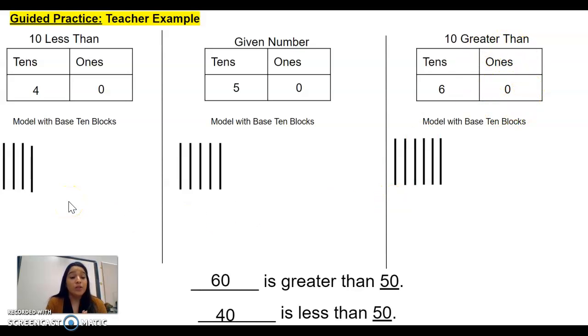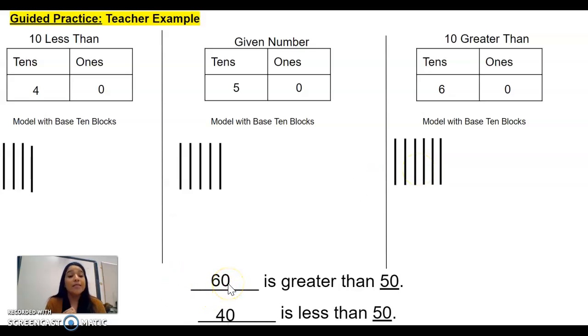Okay. And also it could help you to know the number if you count by tens. So we have 10, 20, 30, 40. So our number is 40. And then right here when we have 5 tens, our value is 10, 20, 30, 40, 50. So 5 tens equals 50. And right here in greater than, we have 10, 20, 30, 40, 50, 60. So our value of 6 tens equals 60.